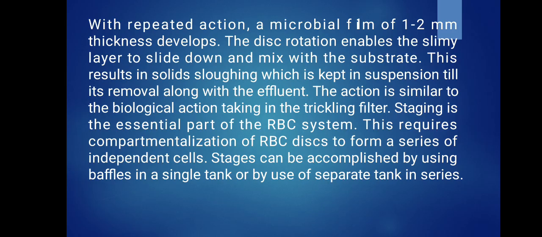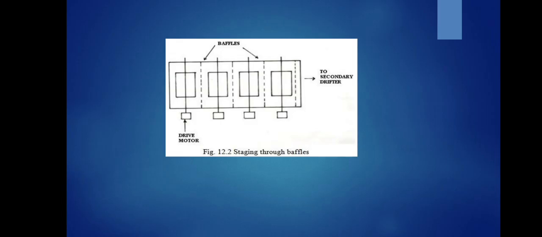This RBC rotating disk process may be done in separate compartments also. It may be done in series or in parallel. This shows the diagram. The driving motor is present, then baffles are present, it is rotating. During the rotation, the microorganisms present in the wastewater get attached together and absorb food from the atmosphere and form a thin layer, and it gets suspended in the top, then it is removed.